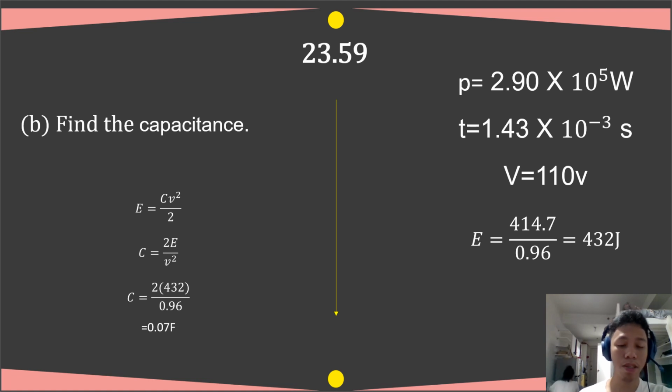Next problem, we were asked to find the capacitance. So the formula for capacitance, we will get it from the energy formula, and you just use algebra to isolate the capacitance, as you can see at the bottom left. And since you already found the energy from problem A earlier, you just substitute it, and also the other given values in the formula, and then you're gonna get 0.007 farads for the capacitance.